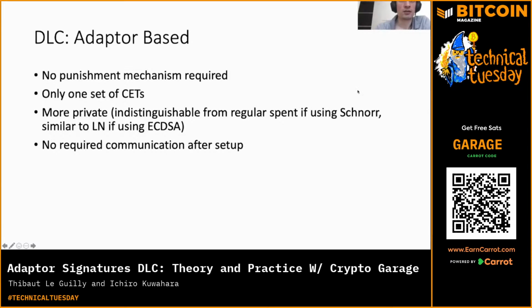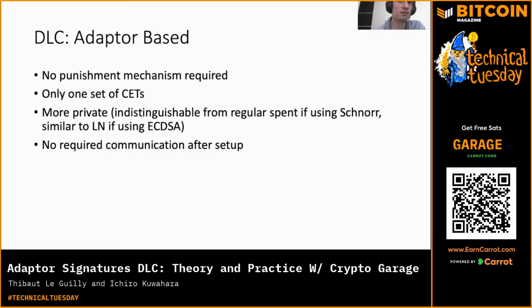In any case, it's more private than the previous version, because the CETs don't include any special script. And especially if you use Schnorr signatures, you can even have something that doesn't look like a 2 out of 2. It's just a very simple regular signature.